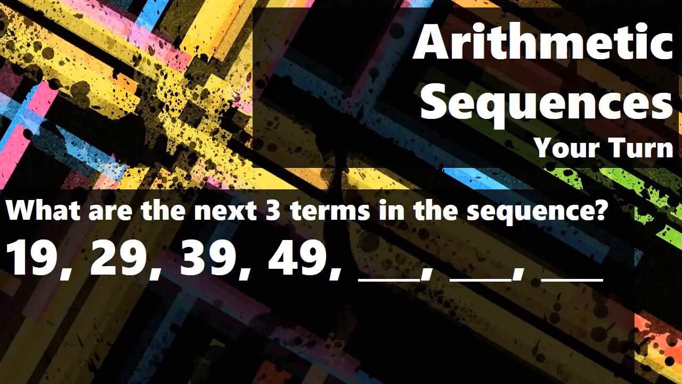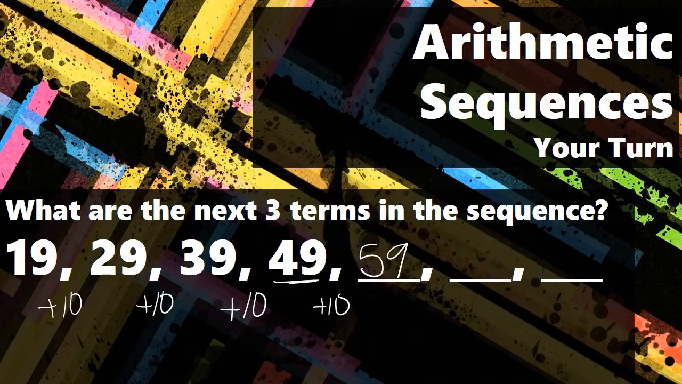Okay, let's see if you got the correct answer. To go from 19 to 29, we add 10. 29 to 39, we add 10. 39 to 49, we add 10. So 49 plus 10 gives us 59. 59 plus 10 gives us 69. 69 plus 10 gives us 79.